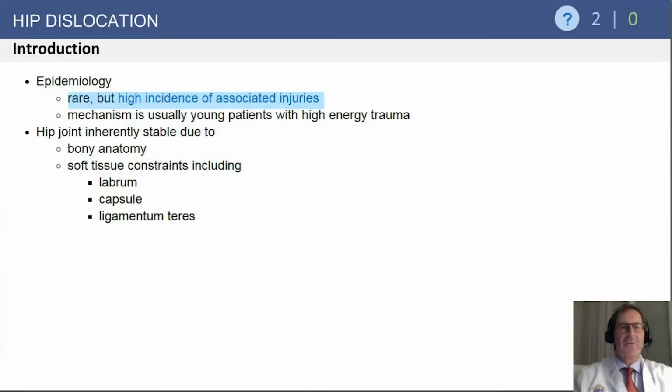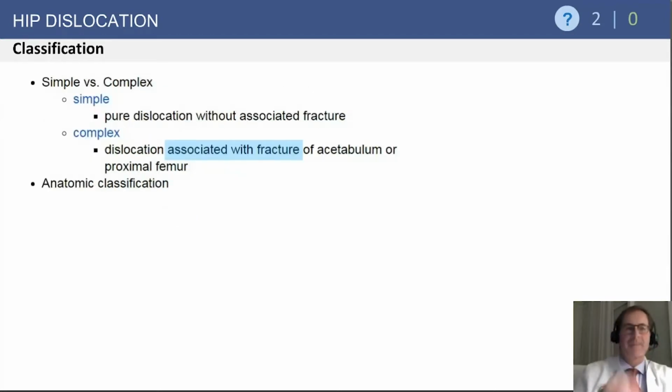Again, hip dislocations are relatively rare. High incidence of associated injuries with these. Commonly, the labrum and capsule are torn, and the ligamentum teres is torn as a result of the injury. Classification, I'm not sure you're likely to see many questions with this other than those that are either simple, pure dislocation, relocation without bony fracture. Those that are complex are associated with fracture of the acetabulum or the proximal femur.